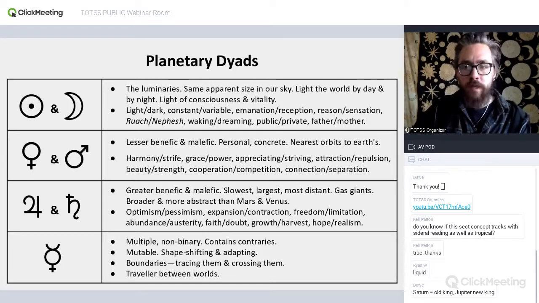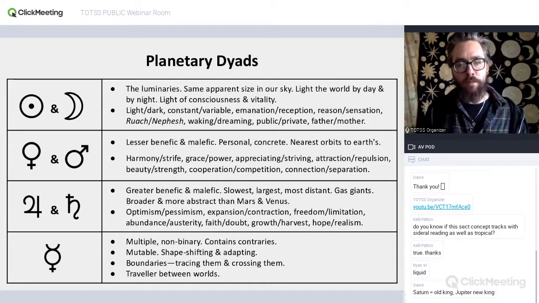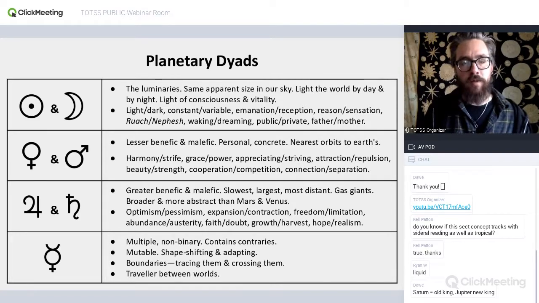All right, then next we have Venus and Mars. Venus and Mars are the lesser benefic and the lesser malefic. And as we talked about, they're inner planets, they're personal, they're more concrete, and they're the two nearest orbits to our orbit. Venus is one orbit in and Mars is one orbit out. So where Venus is harmony, Mars is strife. Venus is grace, Mars is power.